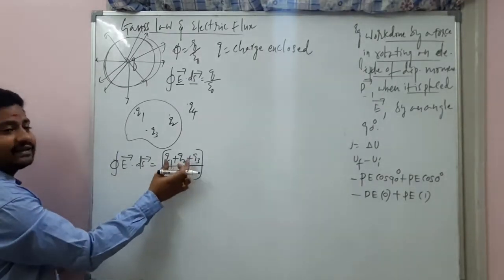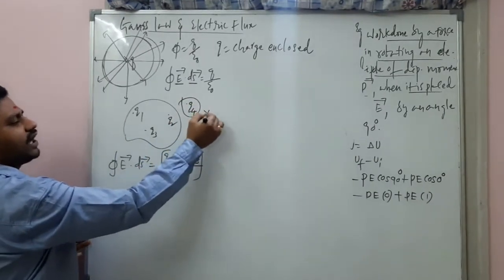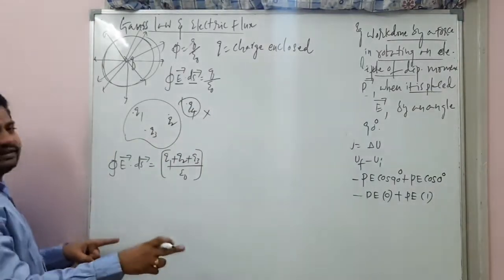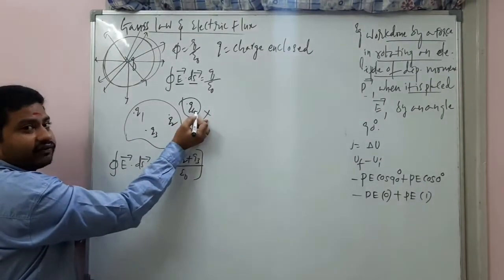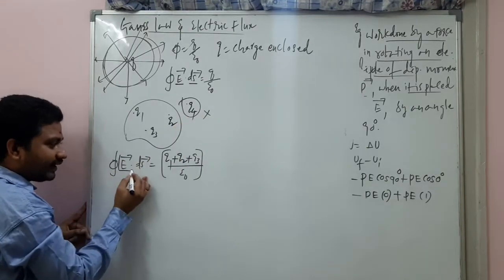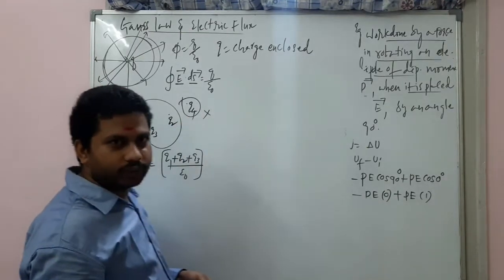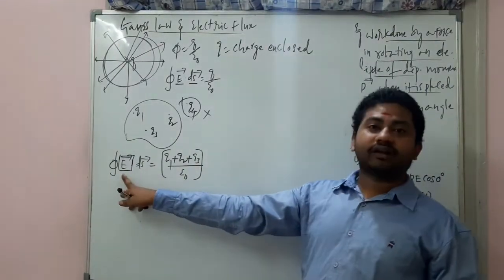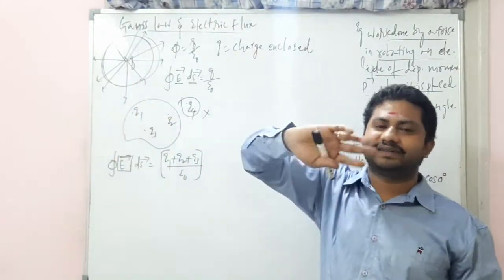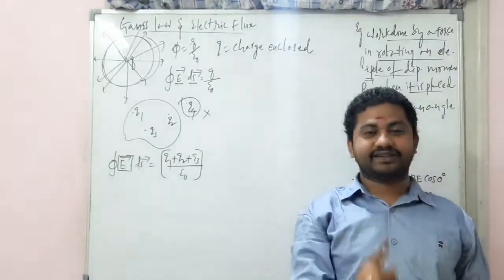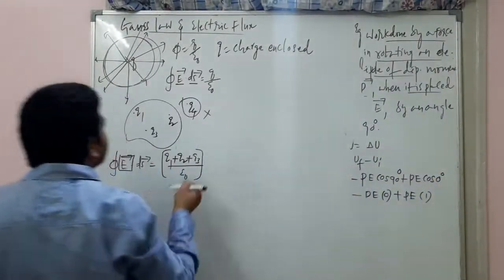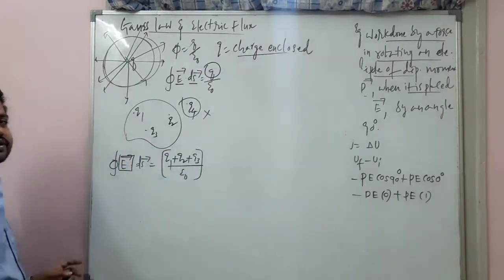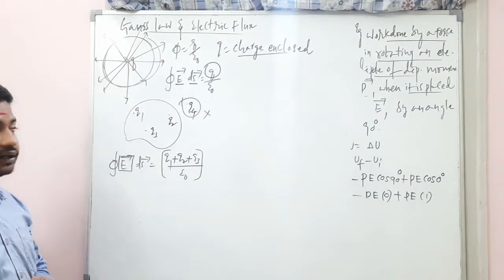While writing charge enclosed, we will not consider the charges outside the Gaussian surface. But we will consider their electric field in writing this value. So I hope you understand. E bar is the electric field due to all charges, inside charges and outside charges, whereas this Q is only the charge enclosed. That you should understand.